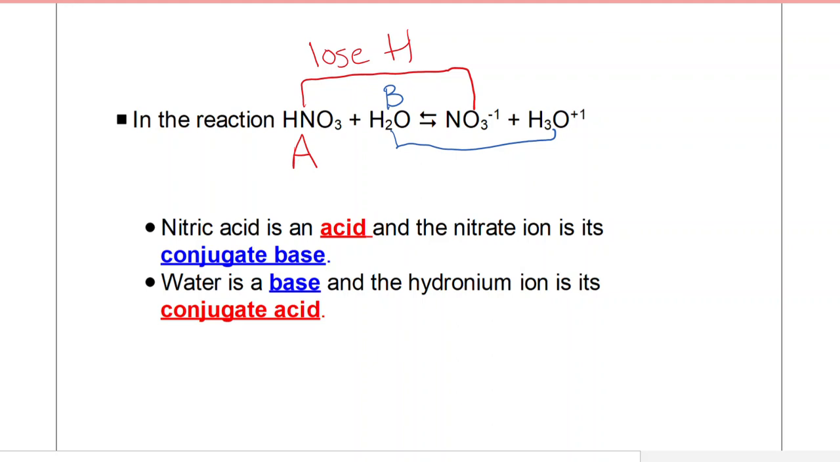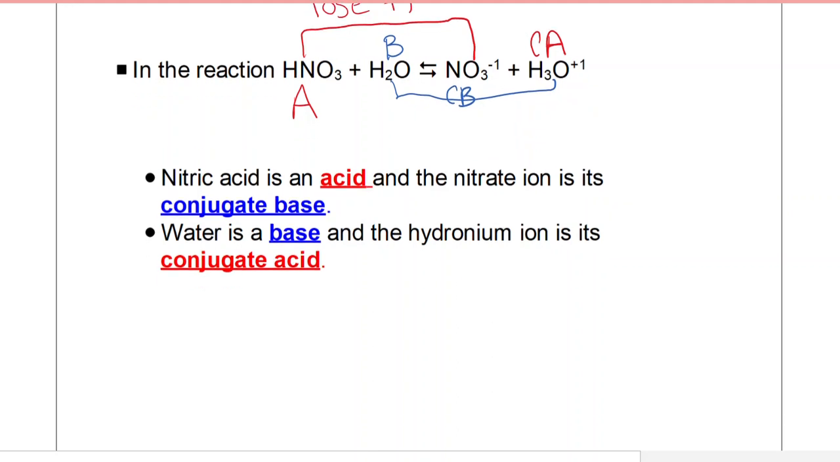So the acid always forms a conjugate base, and the base always forms a conjugate acid. So what you would look at is when you're going in reverse. So going from hydronium to water, you're losing a hydrogen, so that's acting as an acid. Also, hydronium is an acid. And then the nitrate is gaining a hydrogen to go from nitrate ion to nitric acid.